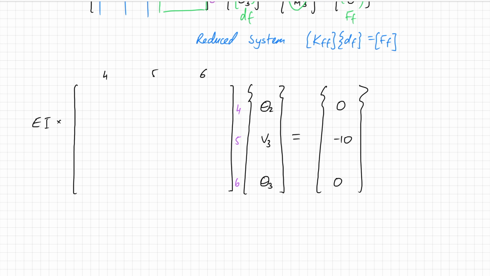So from matrix 1 I have here 4 over 10, and from matrix 2 I have another 4 over 5. The rest is now just from element 2, so minus 6 over 5 squared, 2 over 5. Here I've got minus 6 over 5 squared. Here I've got plus 12 over 5 cubed, minus 6 over 5 squared, and to finish off, 2 over 5, minus 6 over 5 squared, and 4 over 5. And that is the reduced system that I need to solve to get the displacements. This gives us 3 simultaneous equations.